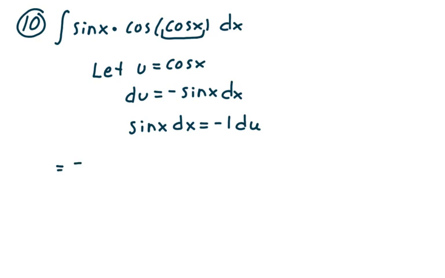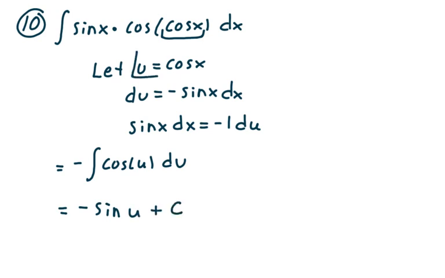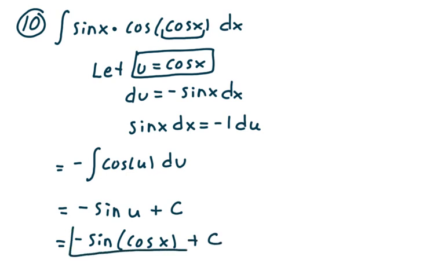And so this is negative the integral of cosine of u du. And so this is negative sine of u plus c. But remember, we have to put back what u is. u is cosine of x. And so this is negative sine of cosine of x plus c. And that's how we do problem number 10.